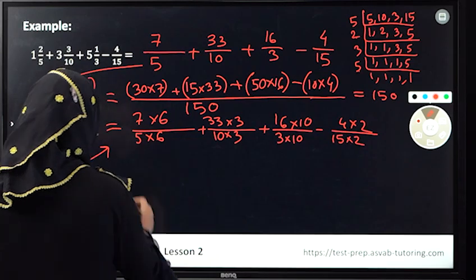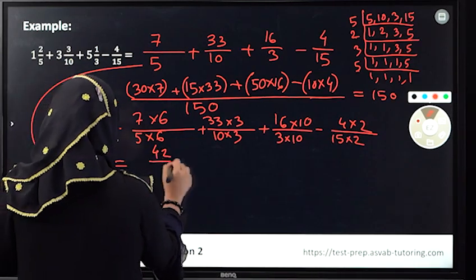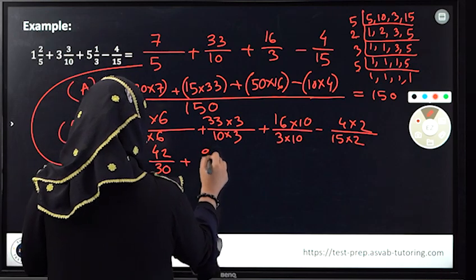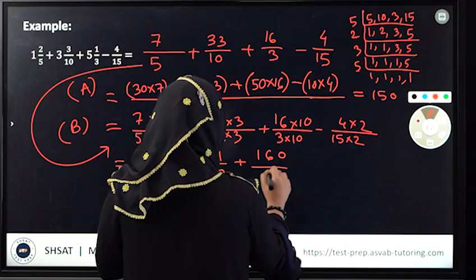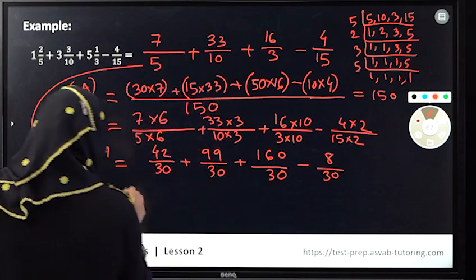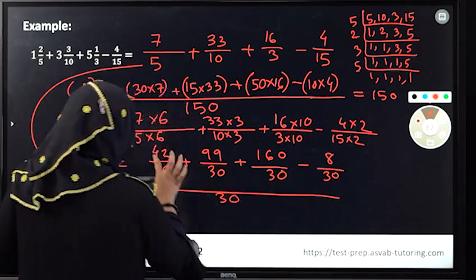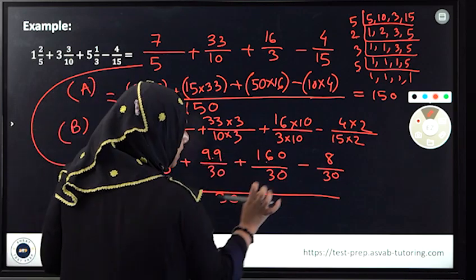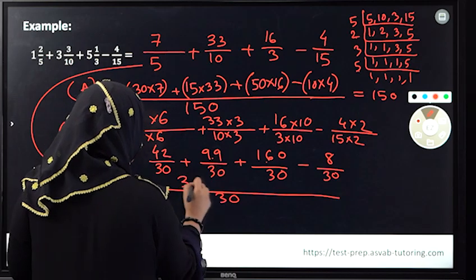Now what? Now you end up with 7 times 6, so that's 42 over 30. You end up with 99 over 30. That is 160 over 30. And finally, you have 8 over 30. Now that all of your denominators are the same, you put a big fraction sign over here, and then you add all 3 of them, and you subtract this. So if you add all 3 of them, you get 301.